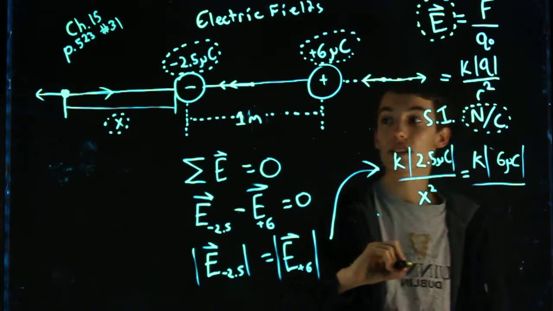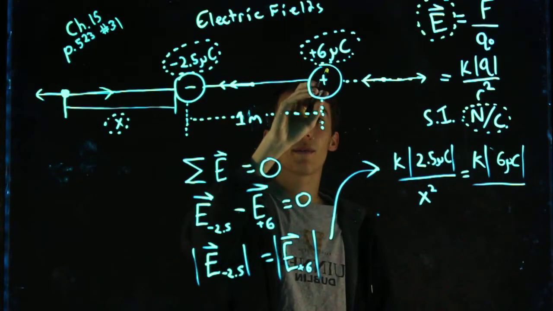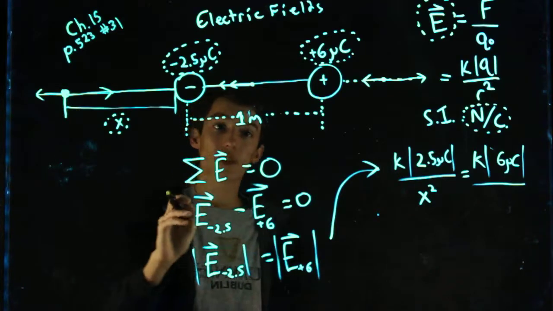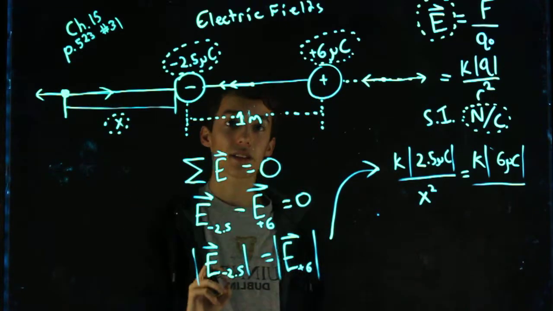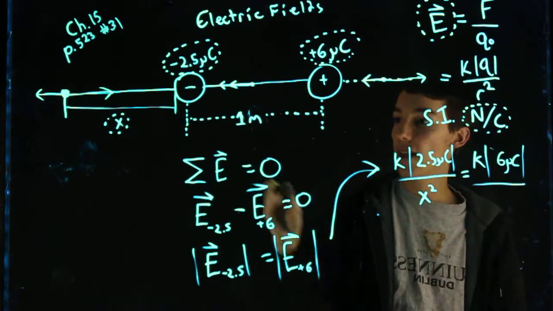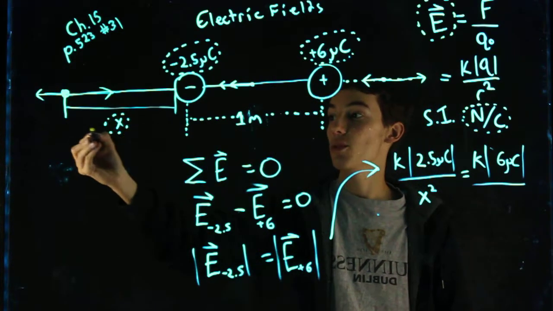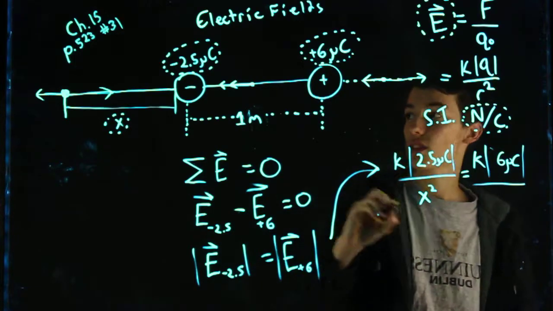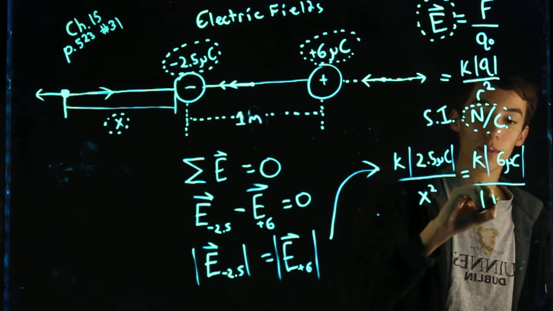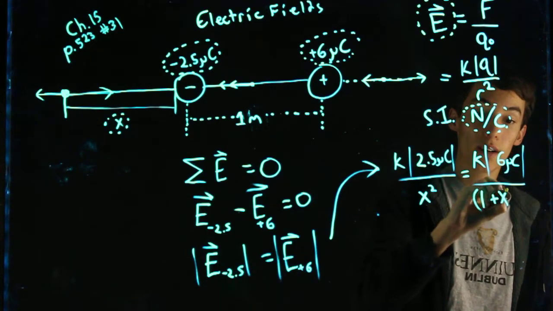So we need a distance. And so the distance from the 6 microcoulomb charge to this test charge is going to be 1 plus x, because these charges started out 1 meter apart. And so you need to add that 1 meter in addition to however far the test charge is from our negative 2.5 microcoulombs. So 1 plus x squared.